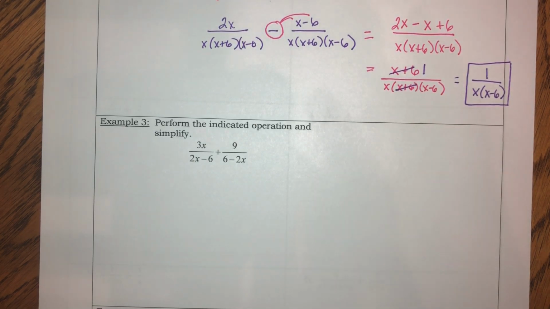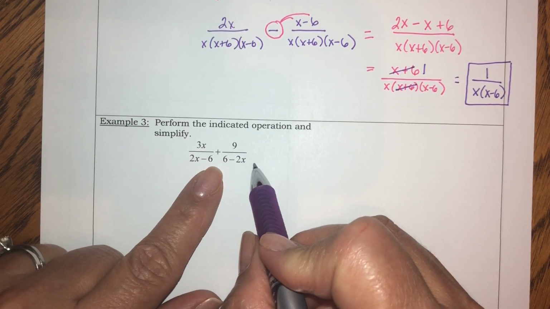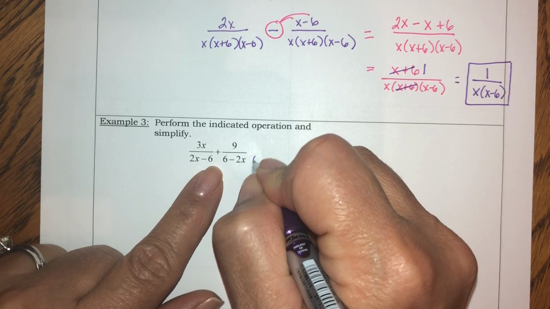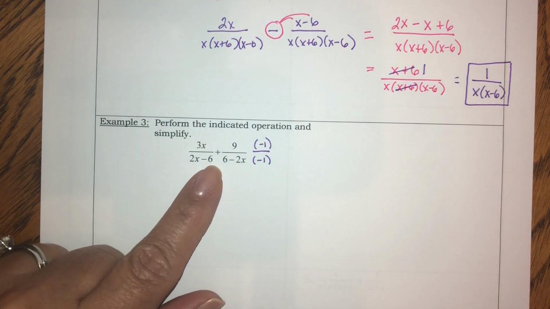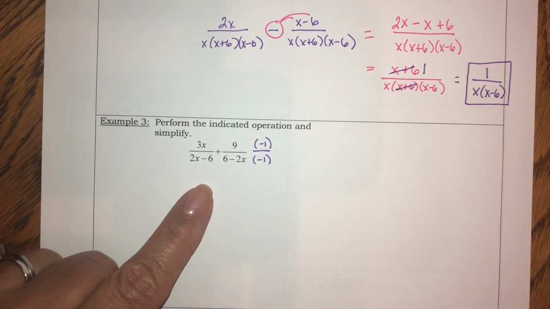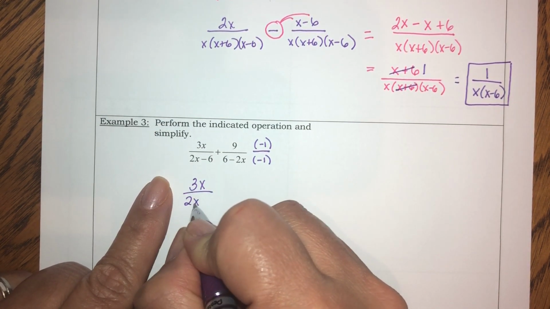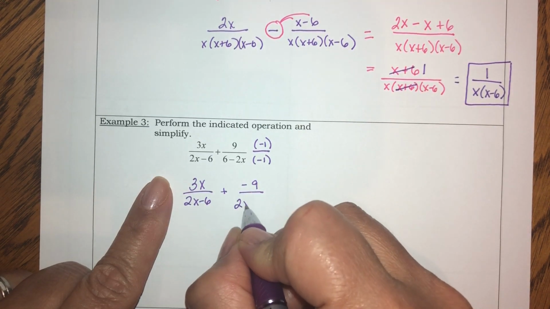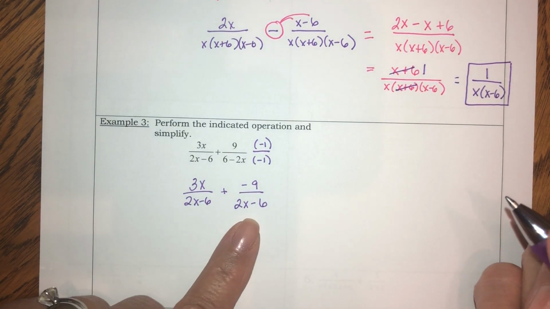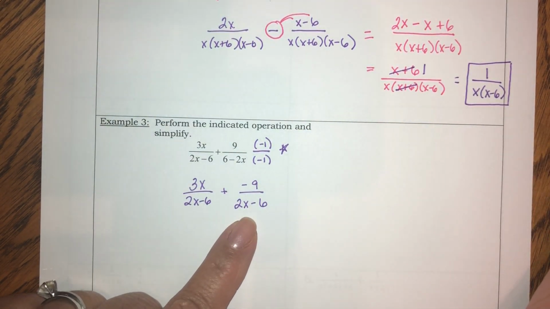There is a shortcut to doing this, and the shortcut is, if you want to change just the order here and keep it a minus in the middle, you can just multiply by -1. And remember what we said before, anything we multiply the bottom of a fraction by, we also have to multiply the top by the same thing. So that means this is now 3x over 2x minus 6, plus this is now -9 over 2x minus 6. So now I have my common denominator. This little trick makes your life much, much easier than it would be otherwise.